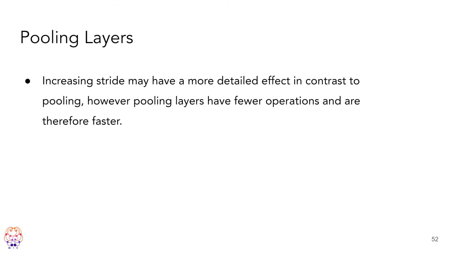So just to reiterate, using a convolutional layer with a bigger stride will have a more detailed effect than pooling, but pooling is much faster because it uses fewer operations.